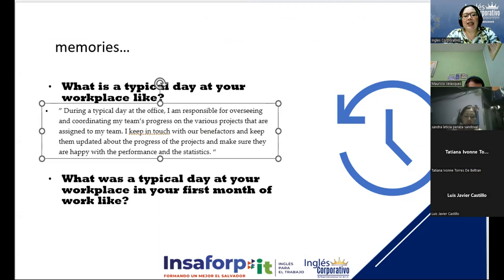During a typical day at the office, I am responsible for overseeing and coordinating my team's progress on the various projects that are assigned to my team. I keep in touch with our benefactors and keep them updated about the progress and the projects and make sure they are happy with the performance and the statistics. Can you find out the to be verb in the paragraph?